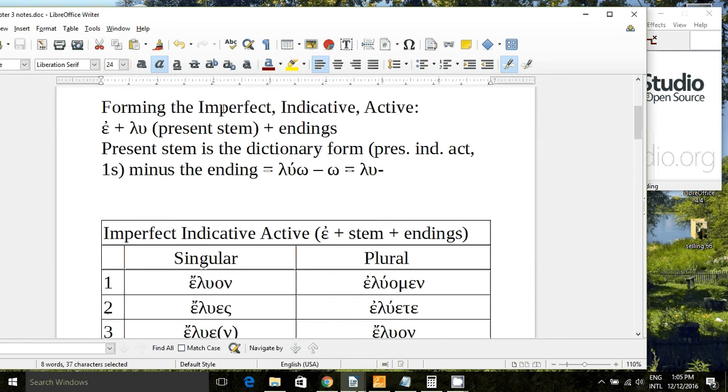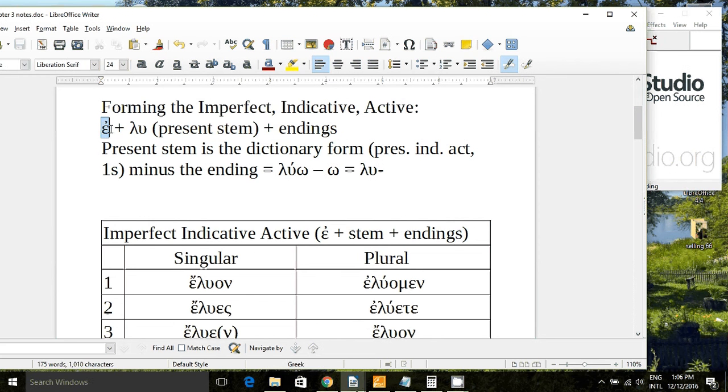So remember, the imperfect is our tense, the indicative is our mood, and the indicative is the only mood we're really dealing with right now. And active, that's the voice, and again, the active voice is all we're dealing with right now. And so now we need the person and the number, singular and plural. Those endings are down here. But look how the imperfect is formed. It has a specific pattern to its formation.